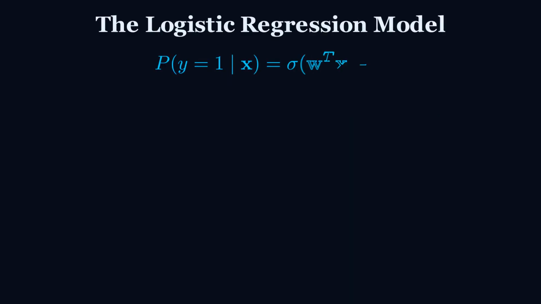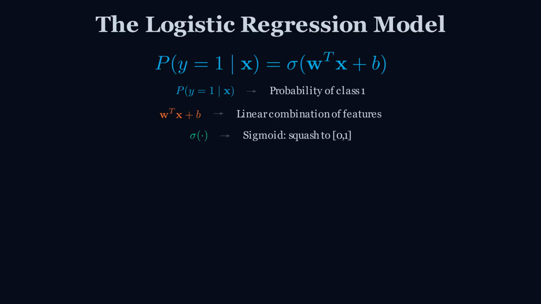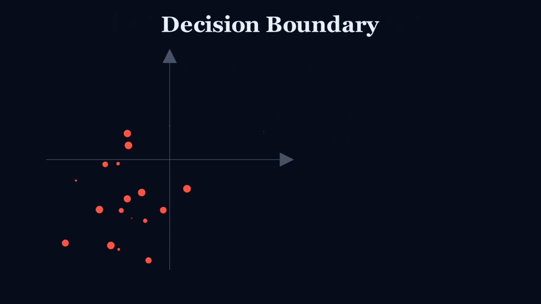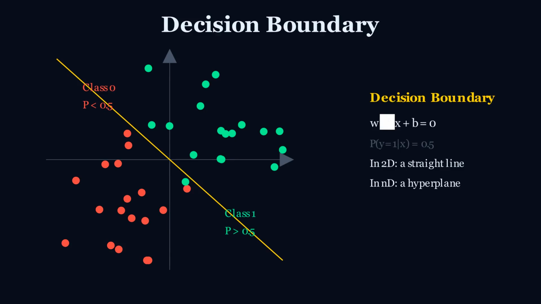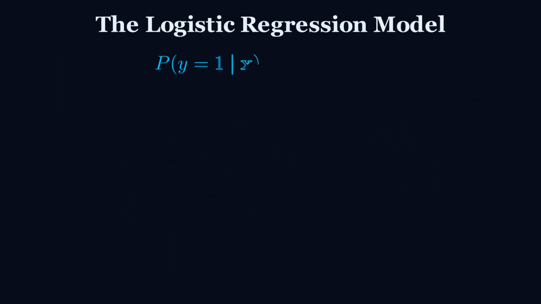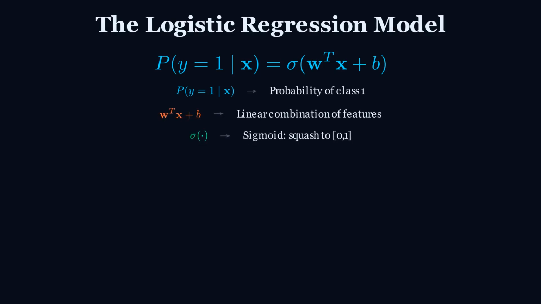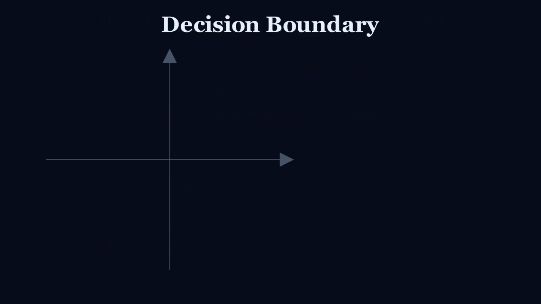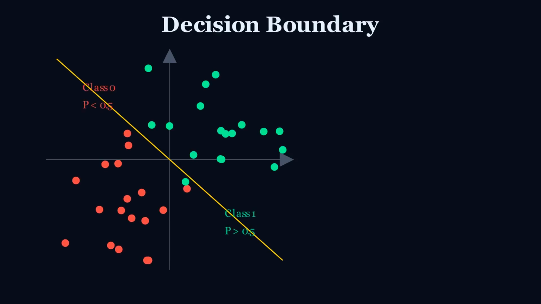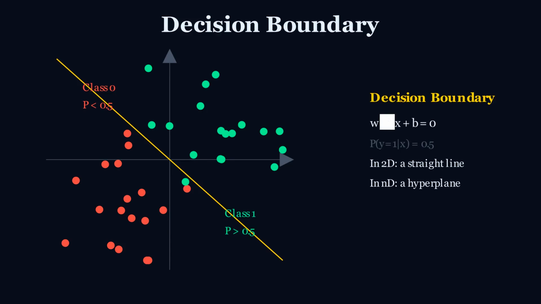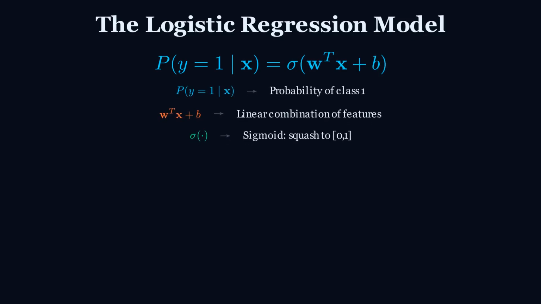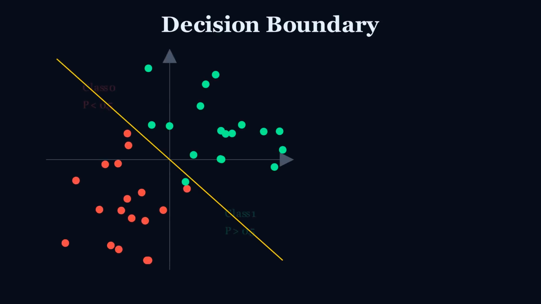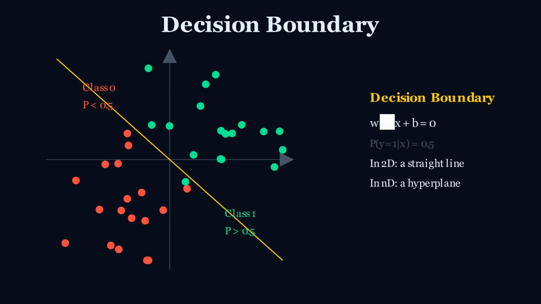The logistic regression model applies the sigmoid to a linear combination of features. P of y equals 1 given x equals sigma of w transpose x plus b. Let us be precise about what this means. W is the weight vector, 1 weight per input feature. B is the bias term, the intercept. W transpose x plus b is the linear combination, exactly like linear regression. Then sigma squashes this into a probability between 0 and 1. If that probability exceeds 0.5, we predict class 1. Below 0.5, we predict class 0.